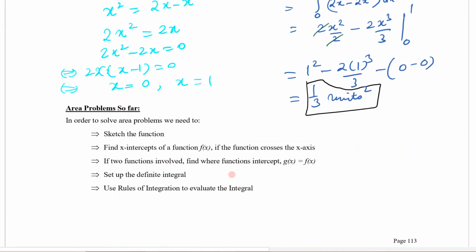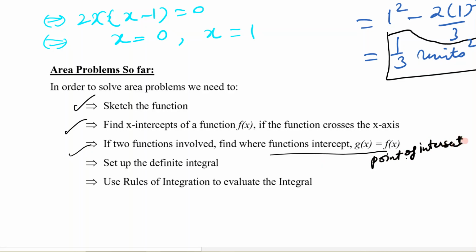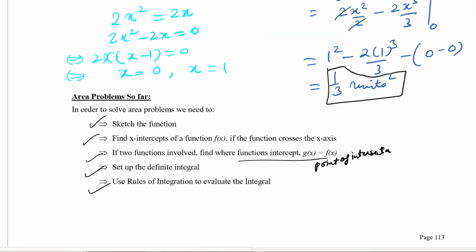Just a recap of what we did in the area problems so far. In order to solve area problems, you need to sketch the function and then find the x-intercept of the function if the function crosses the x-axis. If there are two functions involved, then we find the points of intersection, then we set up the definite integral and use the rules of integration to evaluate our integrals. I hope that makes sense. So let's do one more example just to get more practice.